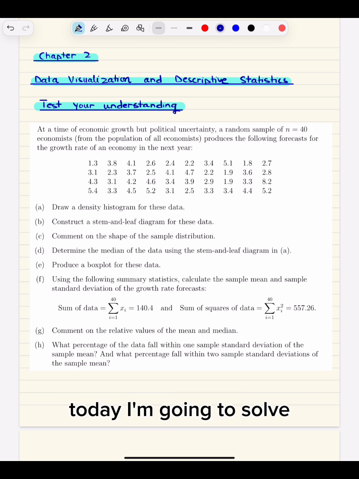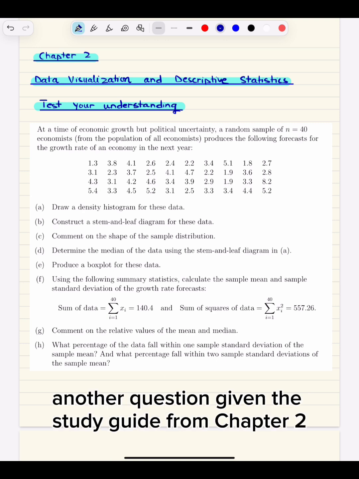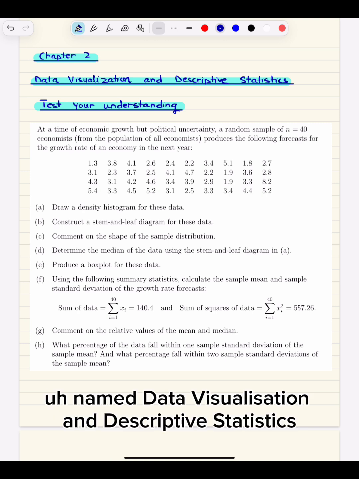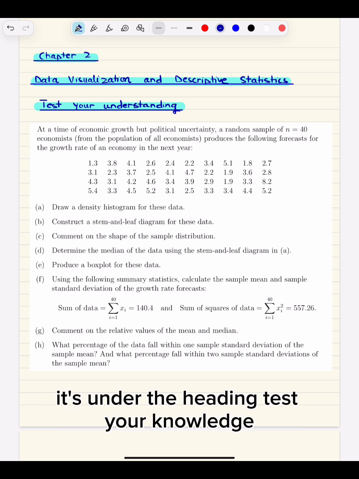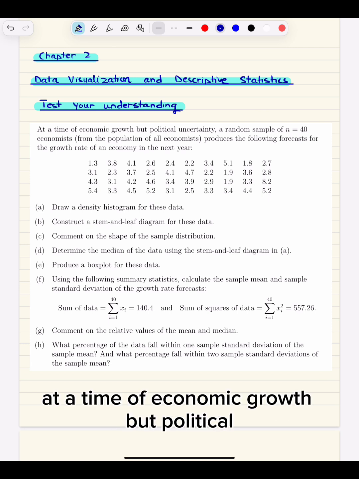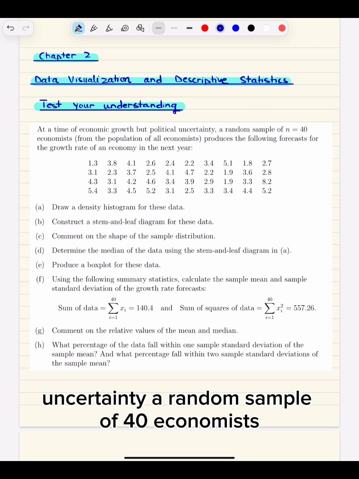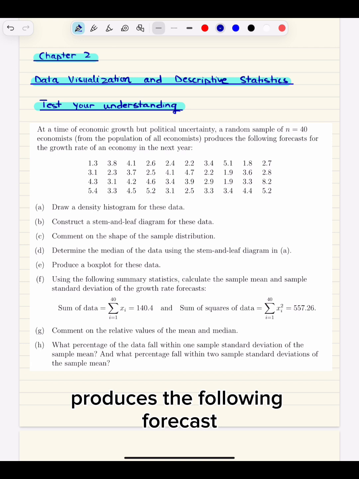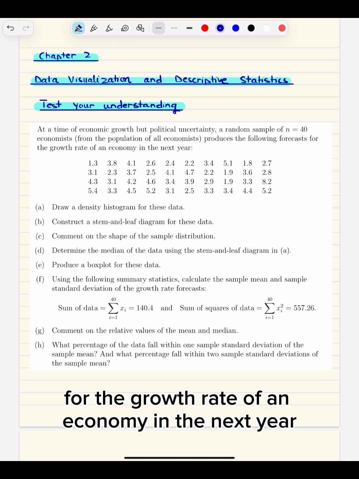Today I'm going to solve another question given the study guide from chapter 2 named Data Visualization and Descriptive Statistics. It's under the heading Test Your Knowledge, Test Your Understanding actually. The question goes as follows. At a time of economic growth but political uncertainty, a random sample of 40 economists produces the following forecasts for the growth rate of an economy in the next year.